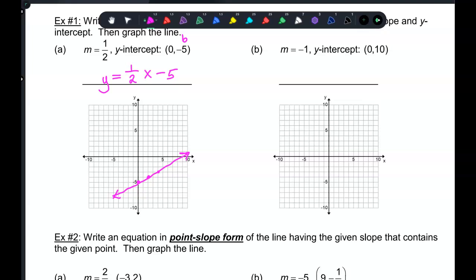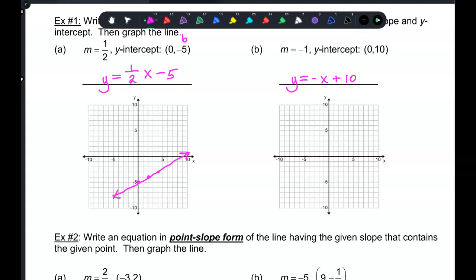All right, what's the next one? Y equals negative 1x plus 10. If you put the negative 1 in front, that's fine. You can also just leave it as a negative.